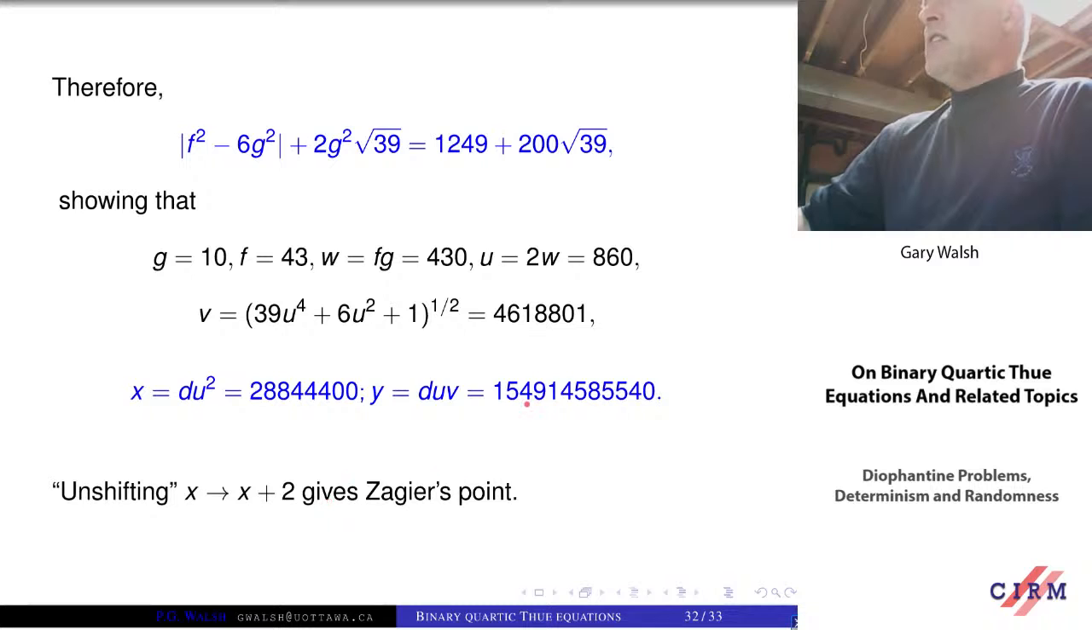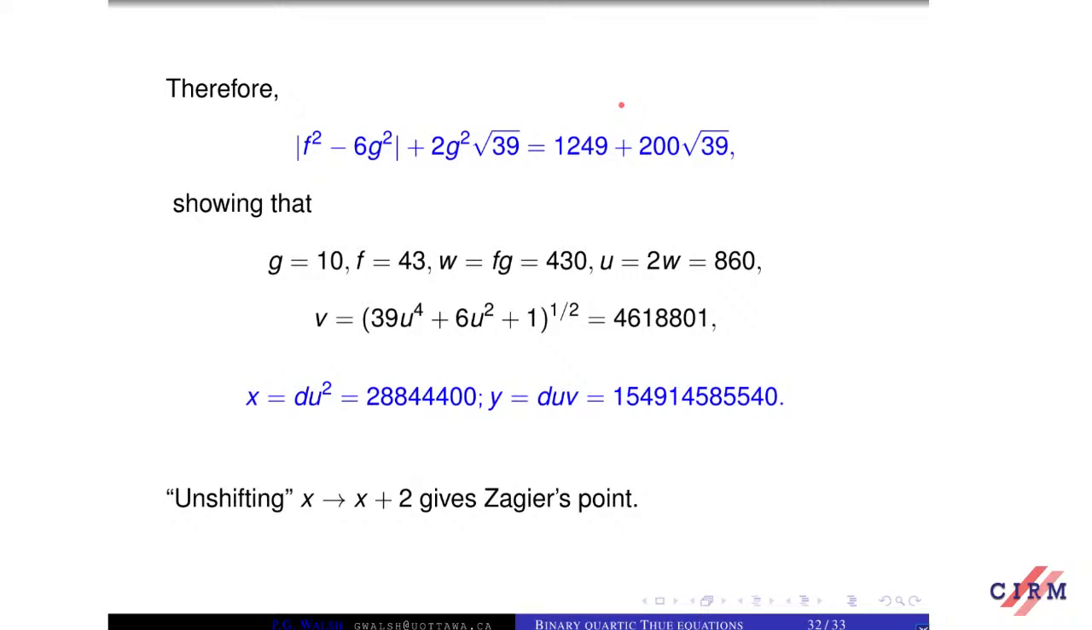So it's surprising that such a large integer point comes from the square of a small unit. This is kind of interesting. It's very unusual that this happens.